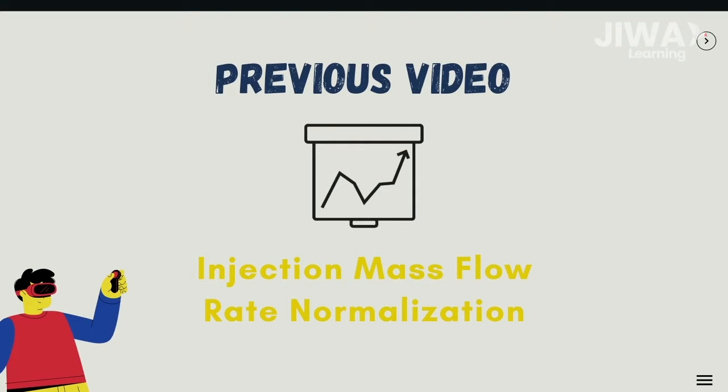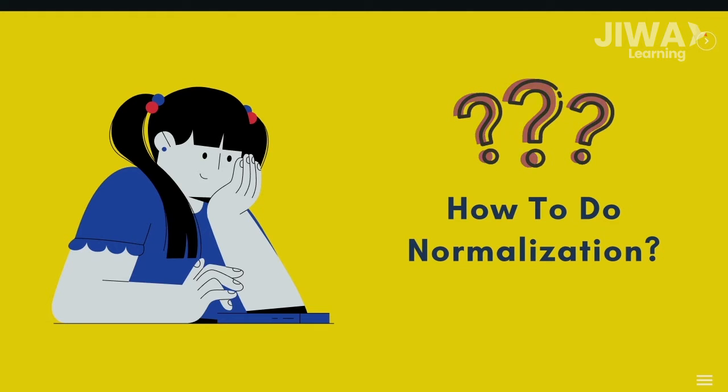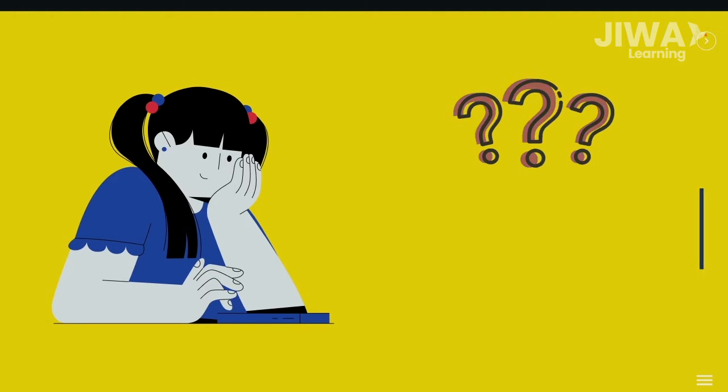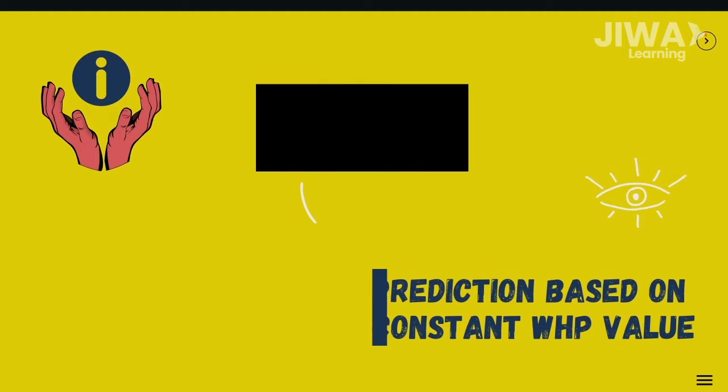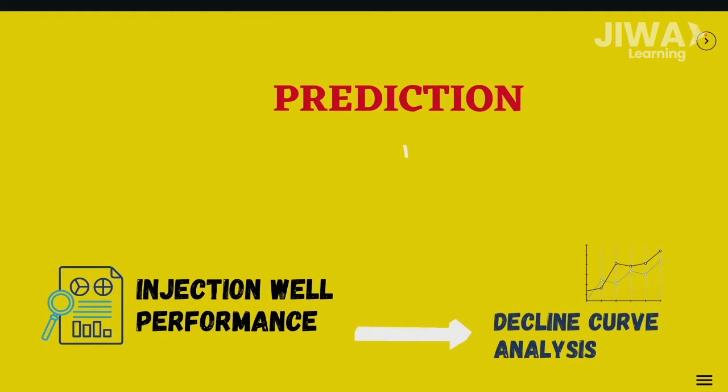Back to the previous video, it has already explained that after history matching, the injection mass flow rate should be normalized at a constant wellhead pressure value. But how is normalization done? Reservoir parameters obtained from history matching are used to make predictions based on a constant wellhead pressure value. These data will be the reference for the decline curve analysis.